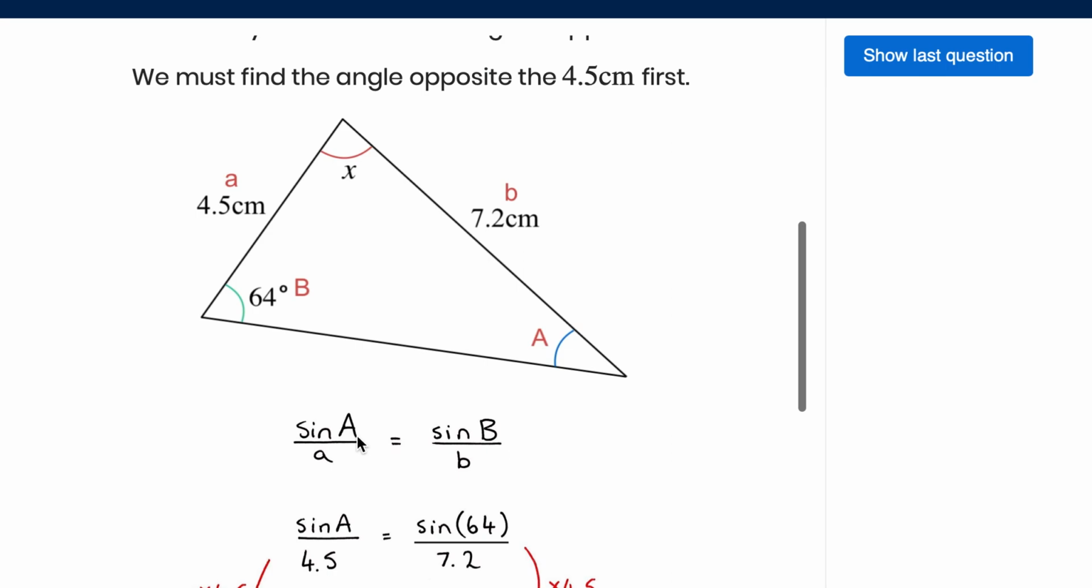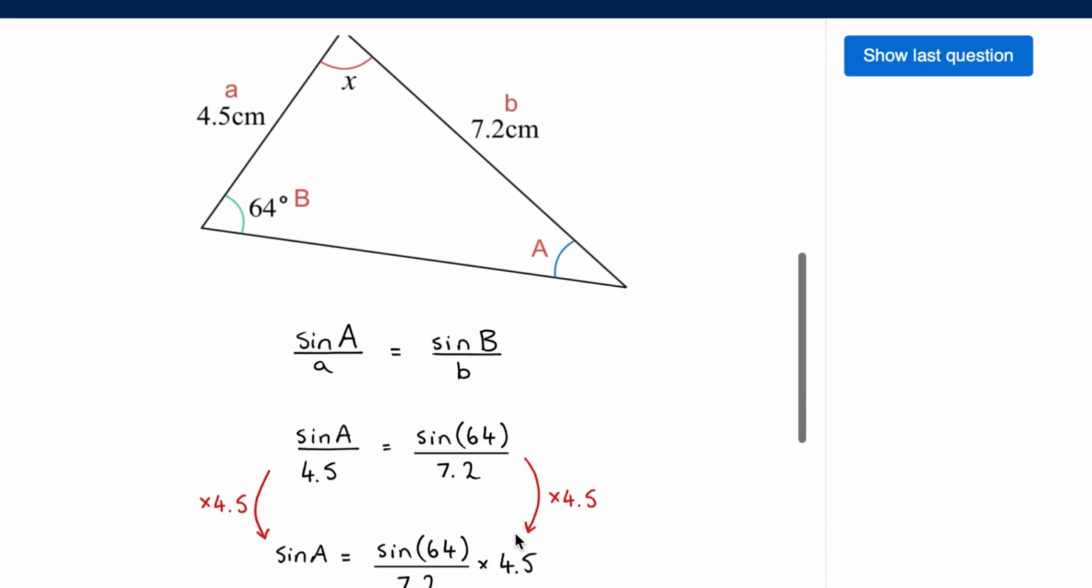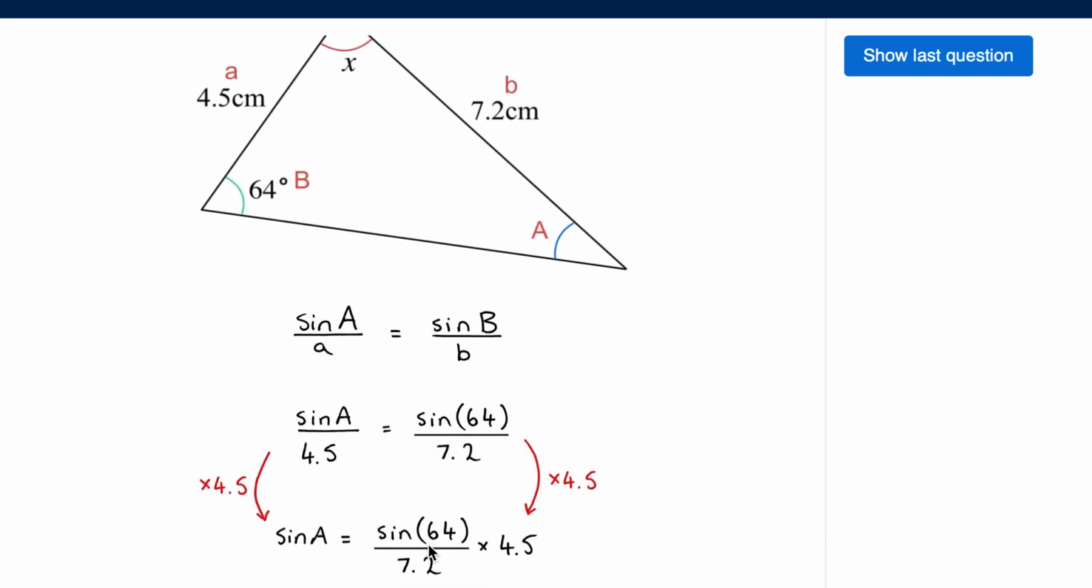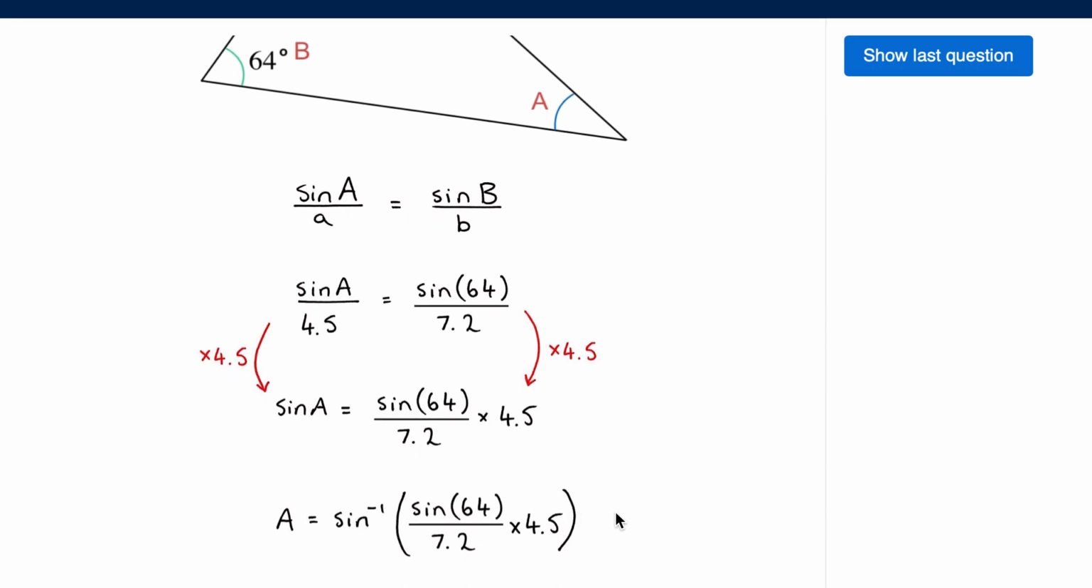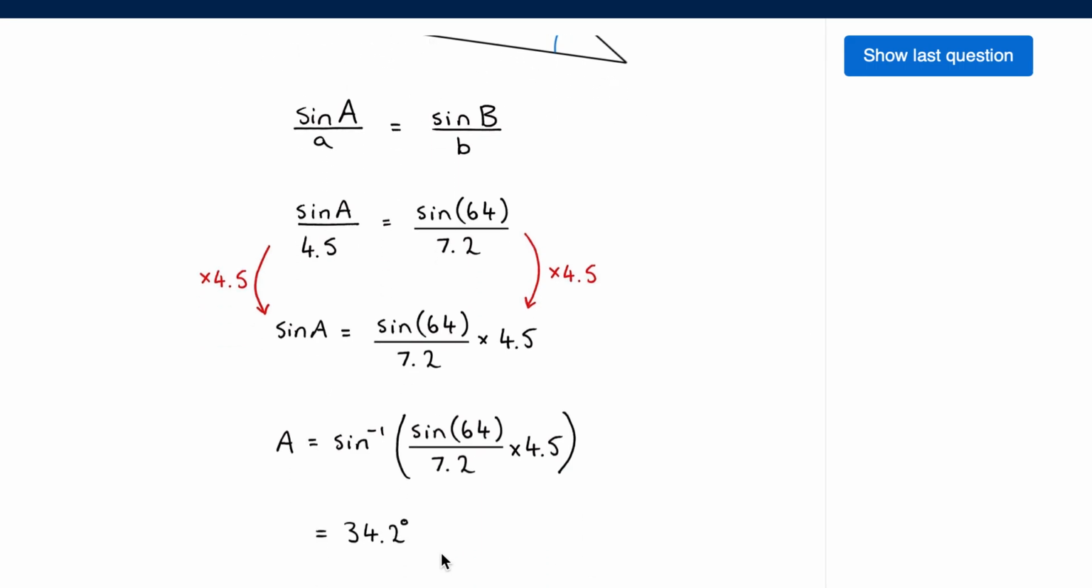Substituting into the sine rule, we have sine A over a equals sine B over b, and that comes to sine A over 4.5 equals sine 64 over 7.2. Multiplying both sides by 4.5, we get sine A equals sine 64 over 7.2 times 4.5. And then again, using the sine to the minus 1 button, we have angle A equals sine to the minus 1 of, open brackets, sine 64 over 7.2 times 4.5, close brackets, which when entered into a calculator gets you an answer of 34.2 degrees.